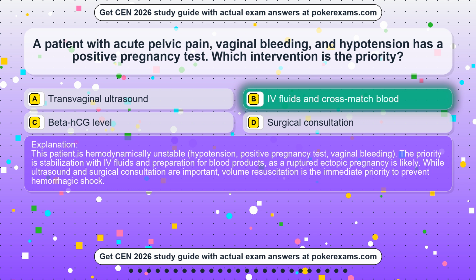This patient is hemodynamically unstable: hypotension, positive pregnancy test, vaginal bleeding. The priority is stabilization with IV fluids and preparation for blood products, as a ruptured ectopic pregnancy is likely. While ultrasound and surgical consultation are important, volume resuscitation is the immediate priority to prevent hemorrhagic shock.